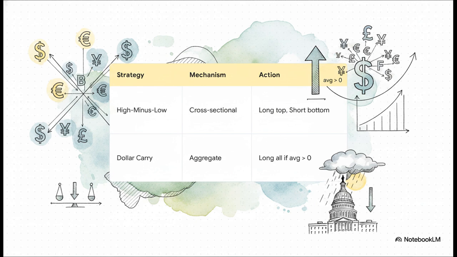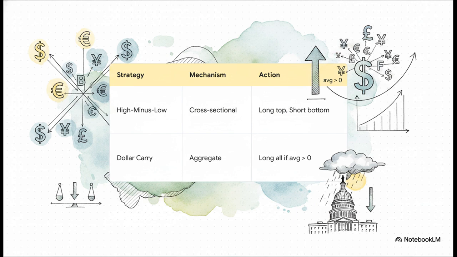The second strategy is the dollar carry. Here, you take the aggregate average of the forward discount across all your foreign currencies. If that average is positive, you just go long on all of them against the US dollar. Interestingly enough, empirical evidence suggests this aggregate strategy acts as a massive macro bet on the overall state of the US economy.